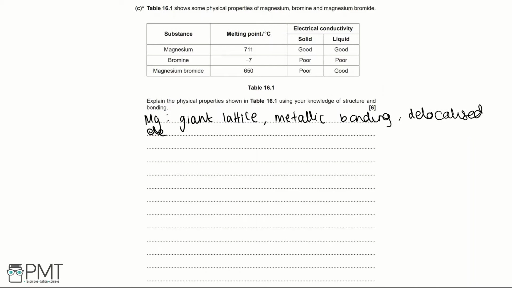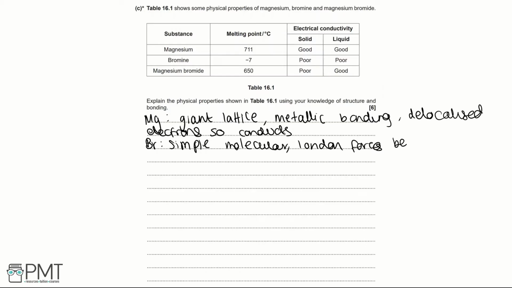solid and a liquid. Then if we start to look at bromine, its structure is simple molecular. So this means it's held together with London forces between the molecules, and it can't conduct, which we're told in table 16.1 because it's a poor electrical conductor as a liquid and a solid.